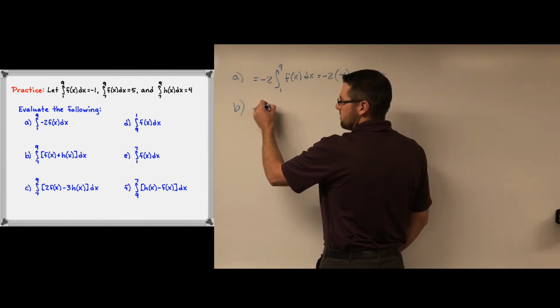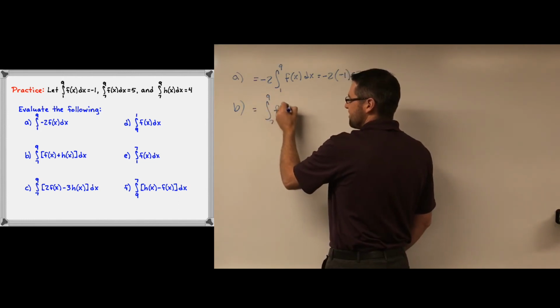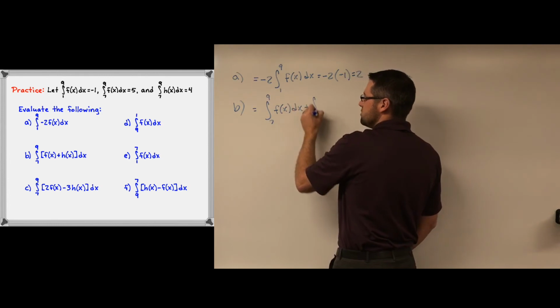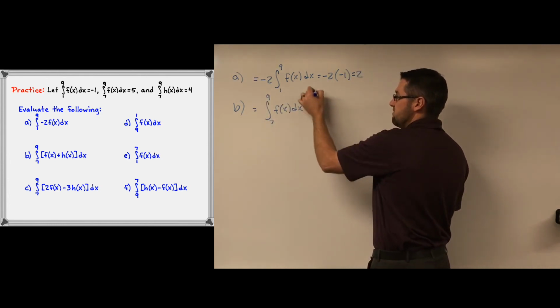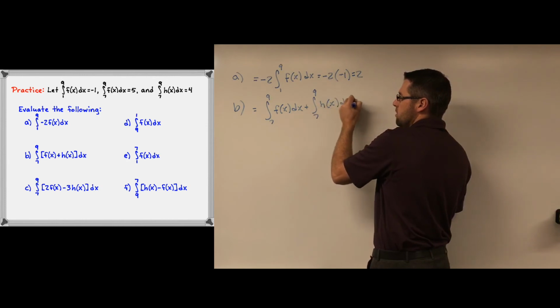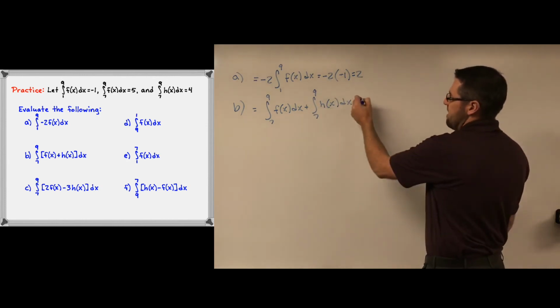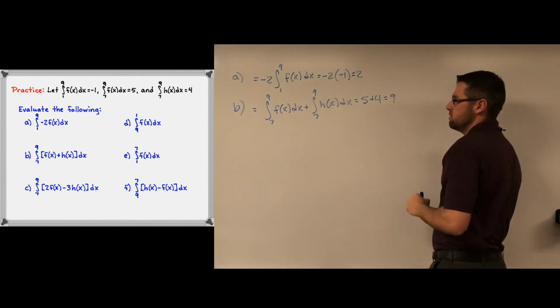I don't know what it's called. Additive? Okay. So the integral from 7 to 9 of f of x dx plus the integral from 7 to 9 of h of x dx. That would be 5 plus 4, which is 9.